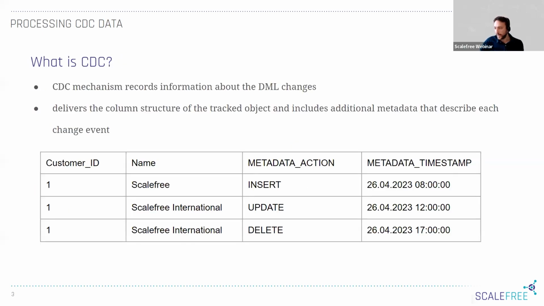So if we jump back to the example, if we get a full load in the night, let's say at 10 p.m., the batch does not have the customer Scalefree at all, because it's created in the morning and got deleted again. So the snapshot at 10 p.m. does not know that record. So it doesn't know that it was ever created. So that's a disadvantage regarding full batches.